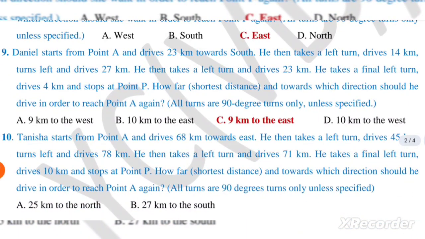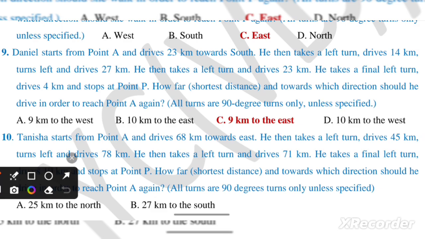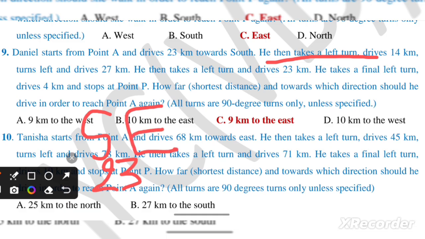Next, Daniel starts from point A, drives 23 kilometer towards the south. So first you add that, that is S23. Okay. So next he takes a left turn. So remember, left means anti-clockwise. So for the south, anti-clockwise means what you will get? East. East 14. Okay. So next again what will he do?